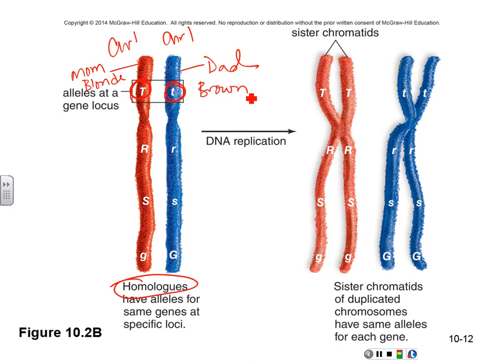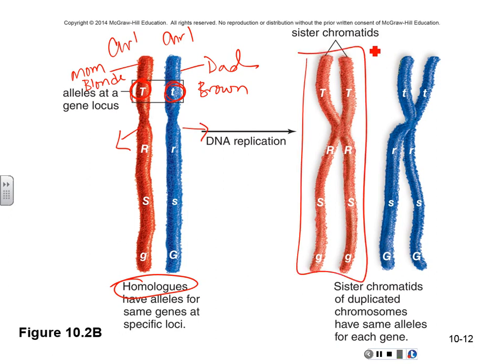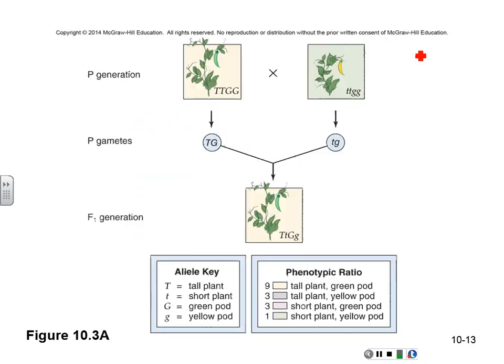Now what happens to these chromosomes? Mom copies herself, dad copies himself, and now we have sister chromatids, and we also call these homologs, right? So this is called a dihybrid cross. Why is it di? Because we're looking at two traits.